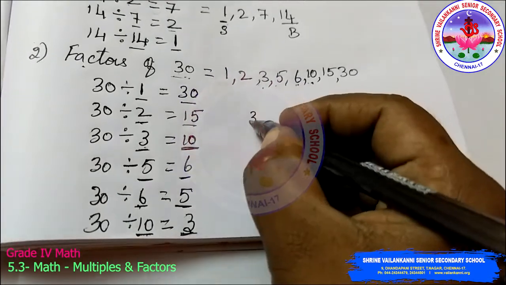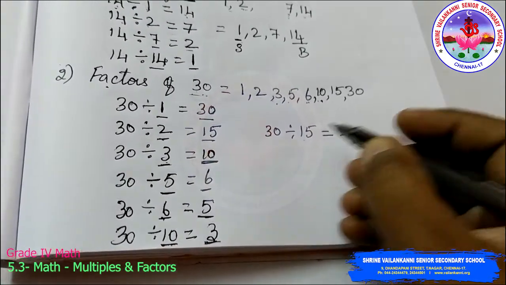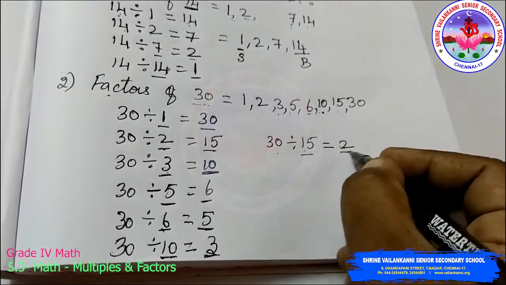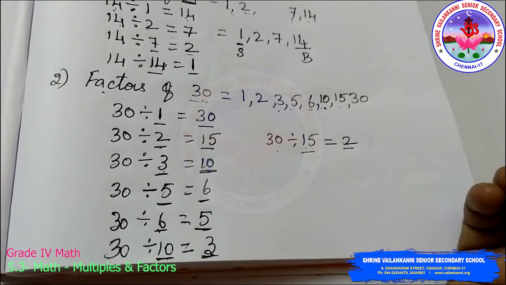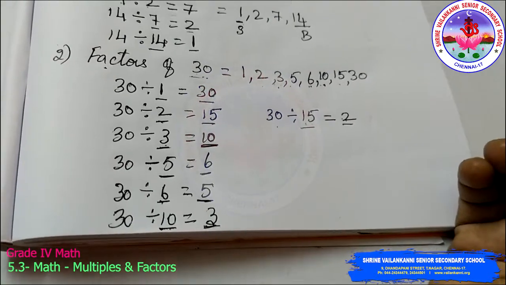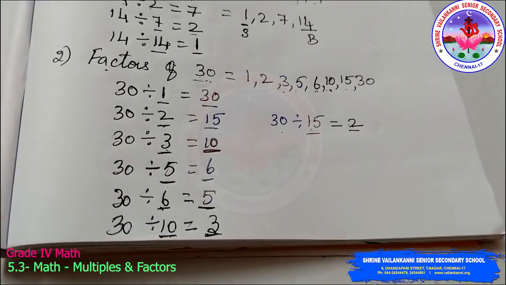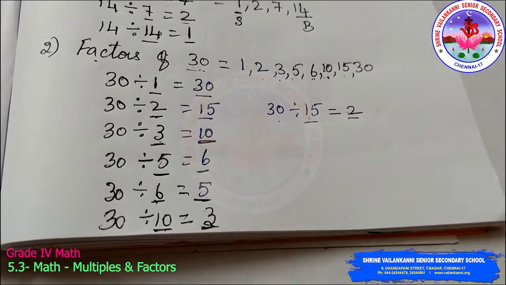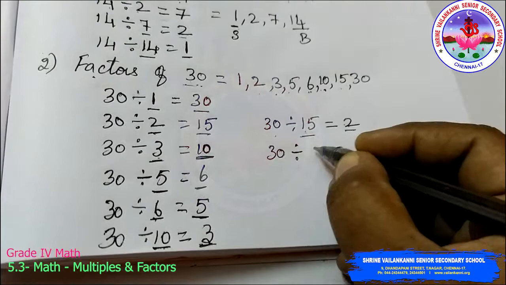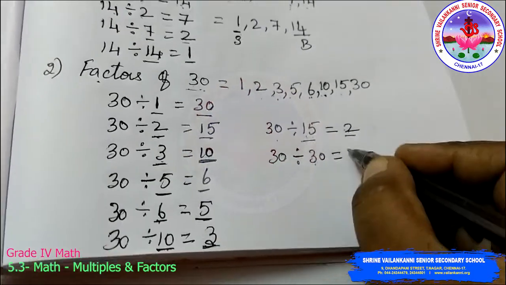And then the 15 table. 15 table, how many times? 15 2s are 30. So this 15 and 2 we have already written. And then after 15, 16, 17, 18, 19, 20, it is not possible. Till 29 table we will not get 30. So directly to the last, 30 is divisible by the 30 table. How many times? 1 time.